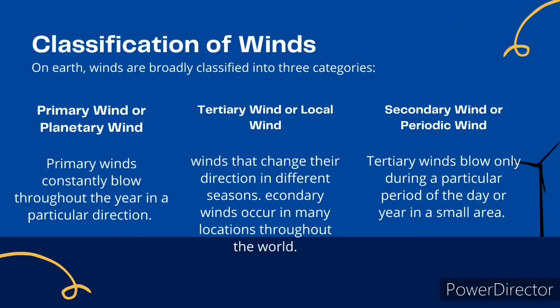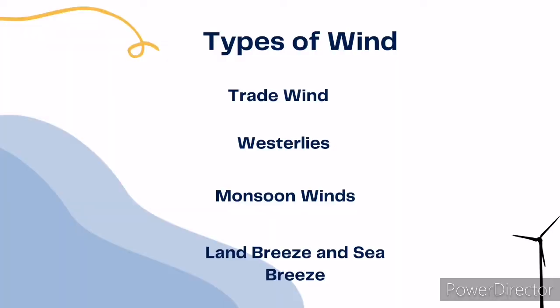On Earth, winds are broadly classified into three categories: primary wind or planetary wind, secondary wind or periodic wind, and tertiary wind or local wind. Primary winds constantly blow throughout the year in a particular direction. Secondary winds change their direction in different seasons. Tertiary winds blow only during a particular period of the day or year in a small area.